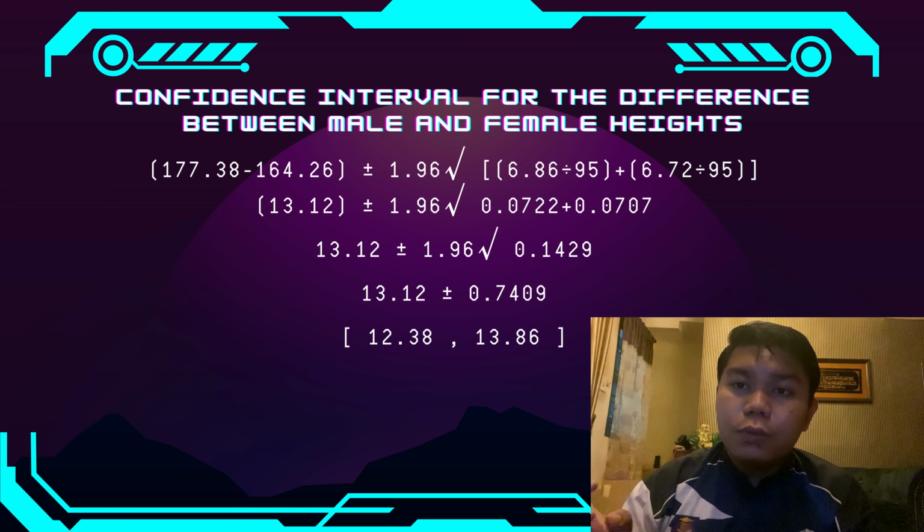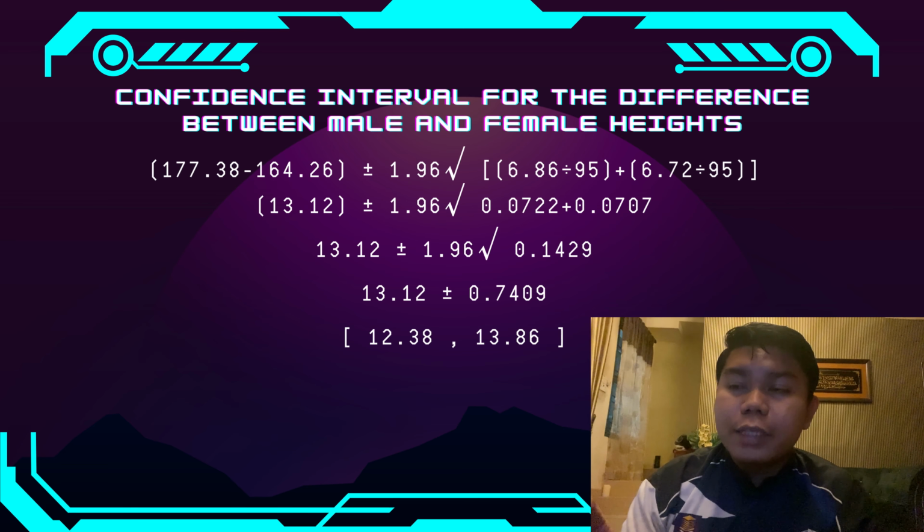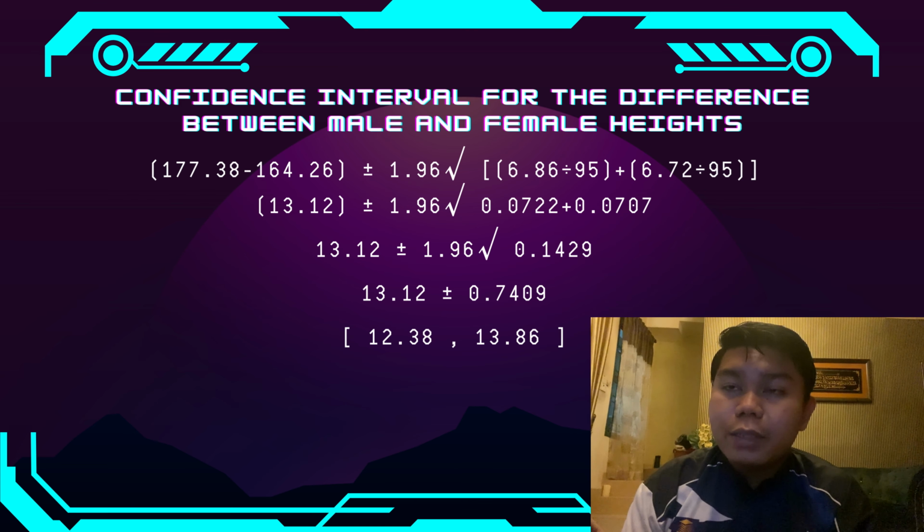Next, we will get the value 13.12 plus minus 0.7409. So for the lower confidence limit, 13.12 minus 0.7409, we will get 12.38. And for the upper confidence limit, 13.12 plus 0.7409 equals 13.86.